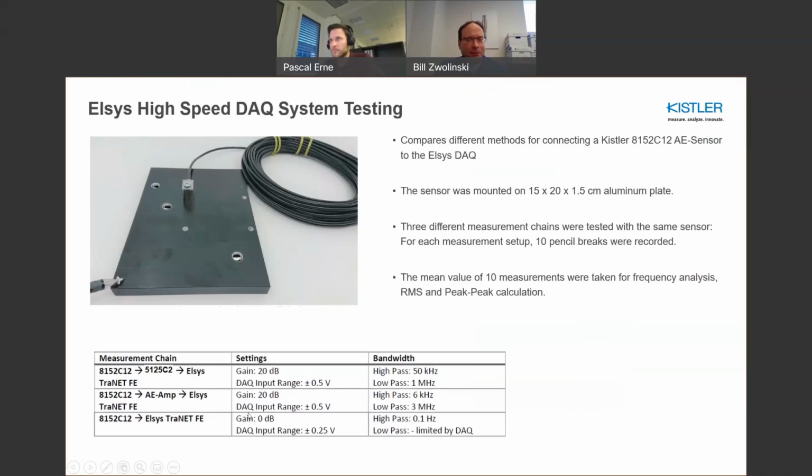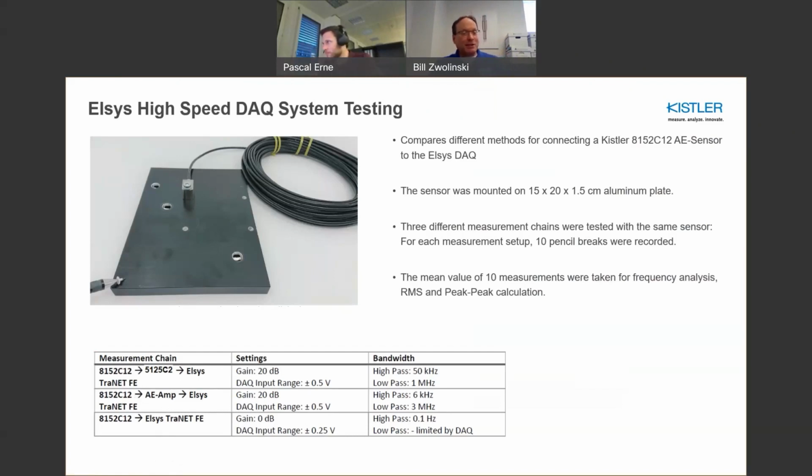So I wanted to throw this application in because this is a little bit using the Elsys equipment, because they offer some neat features that I thought were pretty cool. So anyway, what we did was we did three scenarios. One was basically using the acoustic emission sensor, acoustic emission coupler, and just the high-speed data acquisition system of the Elsys. The other one was using the sensor, the 8152, and the acoustic amp from Elsys. And then the next one is basically just using the sensor directly coupled into the data acquisition system.